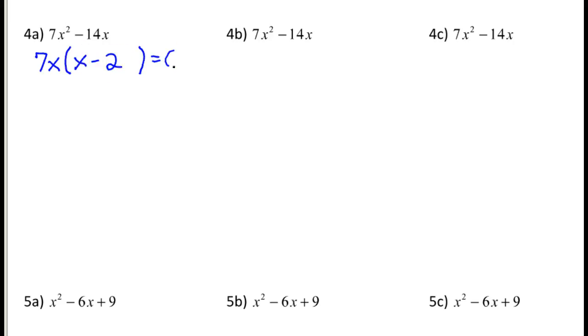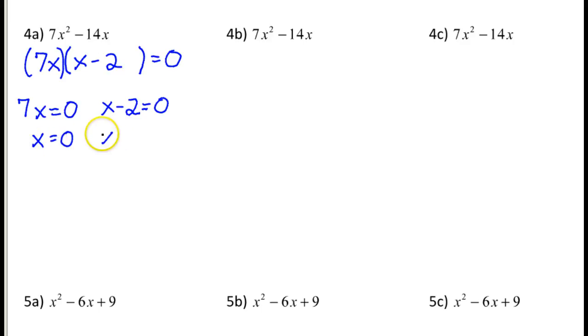x minus 2 equals 0. And what does that mean? That means 7 times x is in there. 7 times what equals 0? And then x minus 2 also equals 0. Here, of course, 7 times 0 is 0. x equals 0. And x equals 2. So our two roots are 2 and 0.